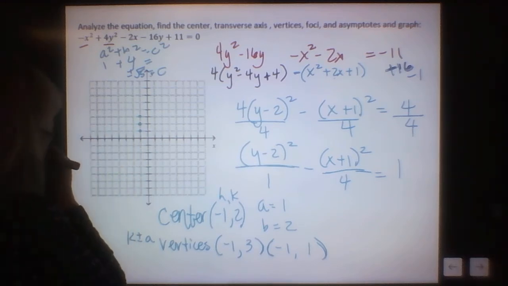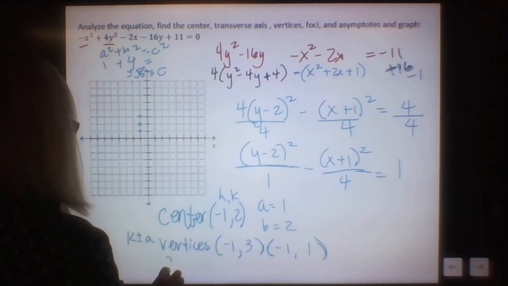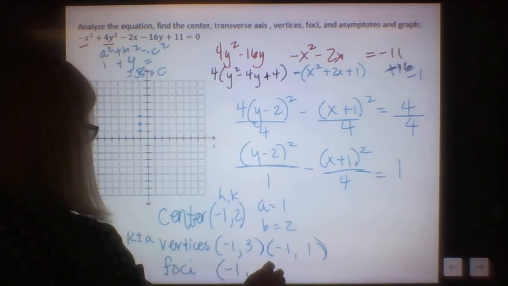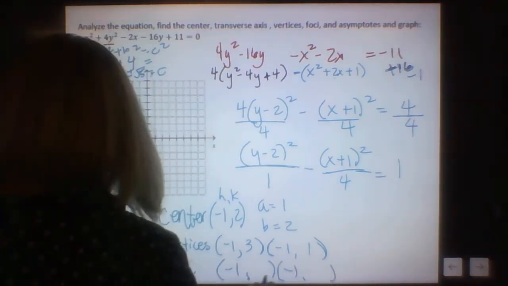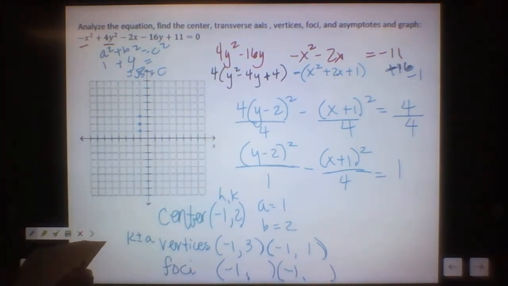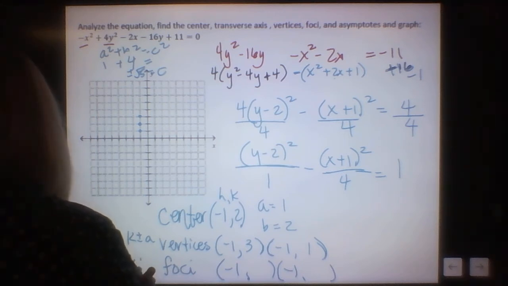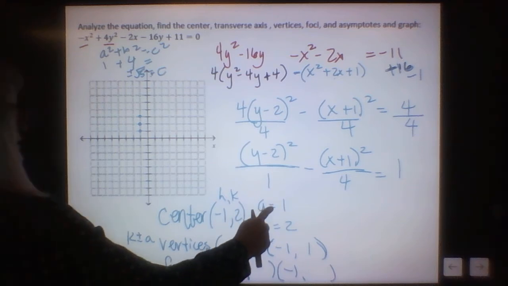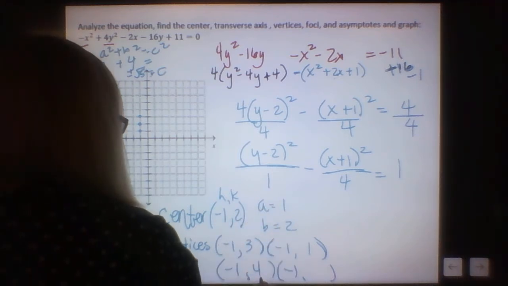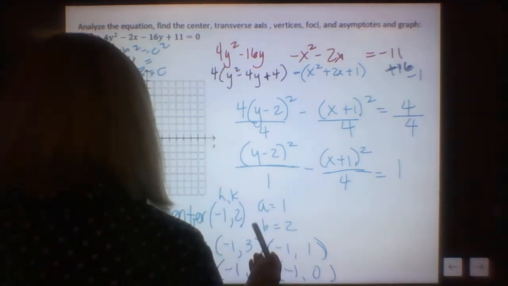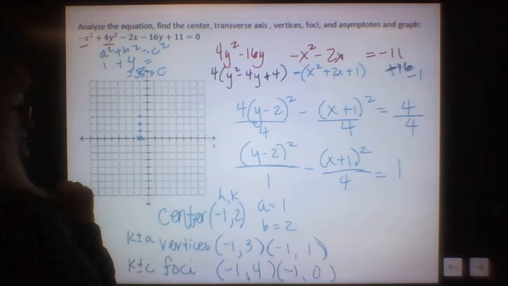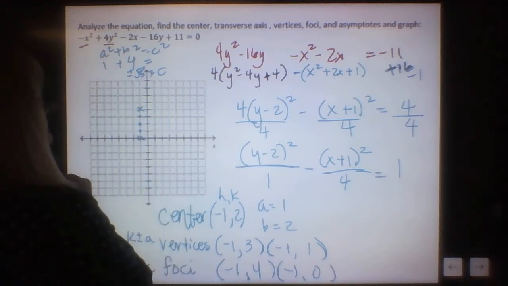These are my vertices. Where are my foci? My foci, -1, -1. They are going to be K plus and minus C. So 2 plus 2, 2 minus 2. So -1, 0, and -1, 4.